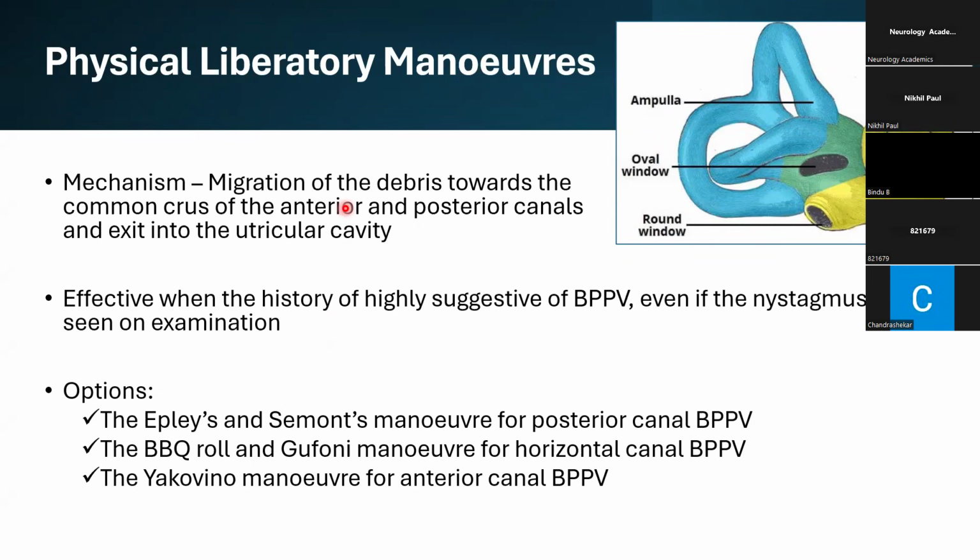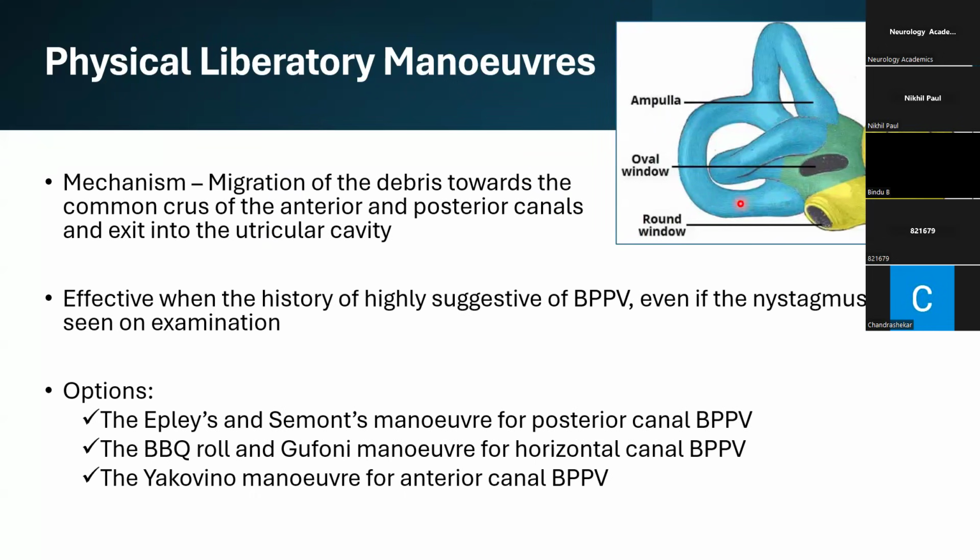coming in the slides. So coming to the physical liberatory maneuvers. So again, we look at this picture. What happens is we have all this debris within these canals. So what we are aiming to do is make the debris come out of the canal through the common crus. We cannot make it go through these sites because these sites have the ampulla. So any movement through the ampulla will result in activation of the canals.